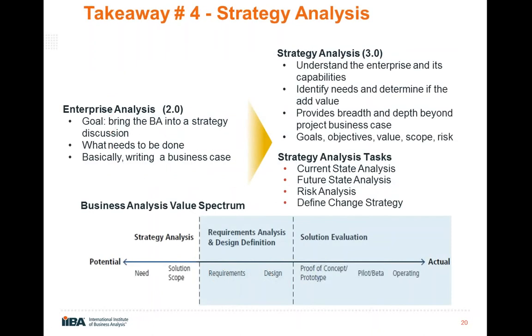Takeaway number 4 is the strategy analysis. This is a huge shift from BABOK 2 to BABOK 3. For those of you who have read BABOK 2, you remember we had the chapter called Enterprise Analysis. The goal was to talk about the strategy and essentially come up with a business case. So it was about understanding the strategy, identifying the gaps, defining the need clearly and writing a business case. And that was what was covered.